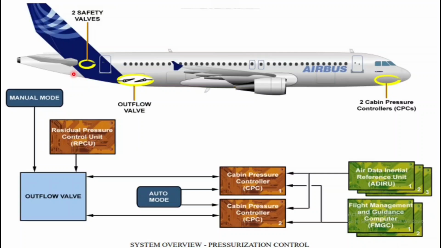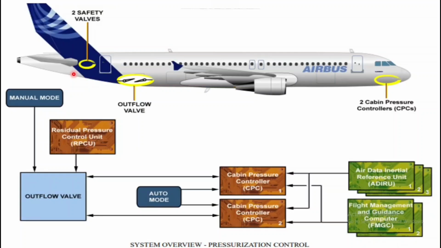This is the concept behind the pressurization system, and the concept of the system is very simple. Air is supplied from the air conditioning pack to pressurize the area. So there is no separate air unit; we are using air conditioning air. Air is supplied from the air conditioning pack unit to the pressurized area.